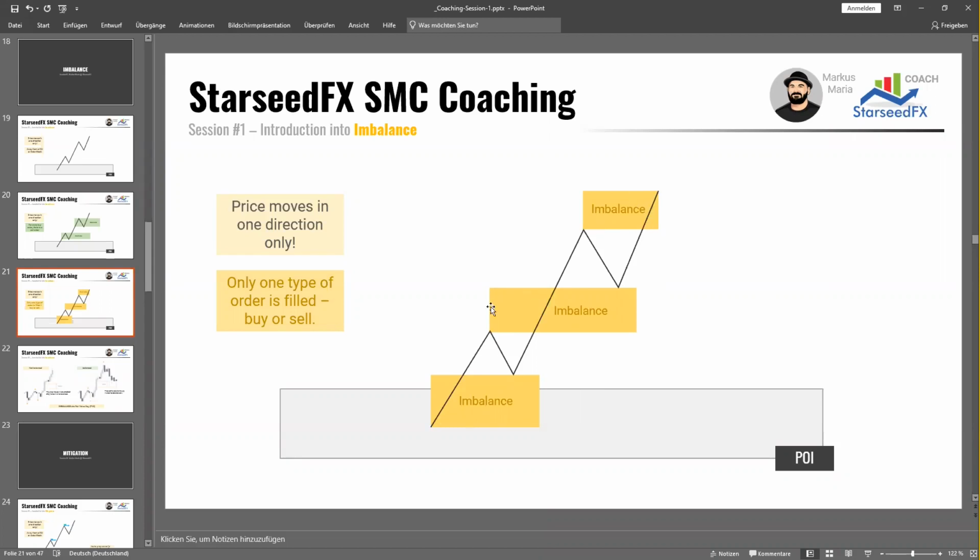And those imbalances are very strong because the price, or market makers, tend to move the price back to these imbalanced zones in order to mitigate. We will talk about this as well later on, but to have a balanced price action, to say it that way.